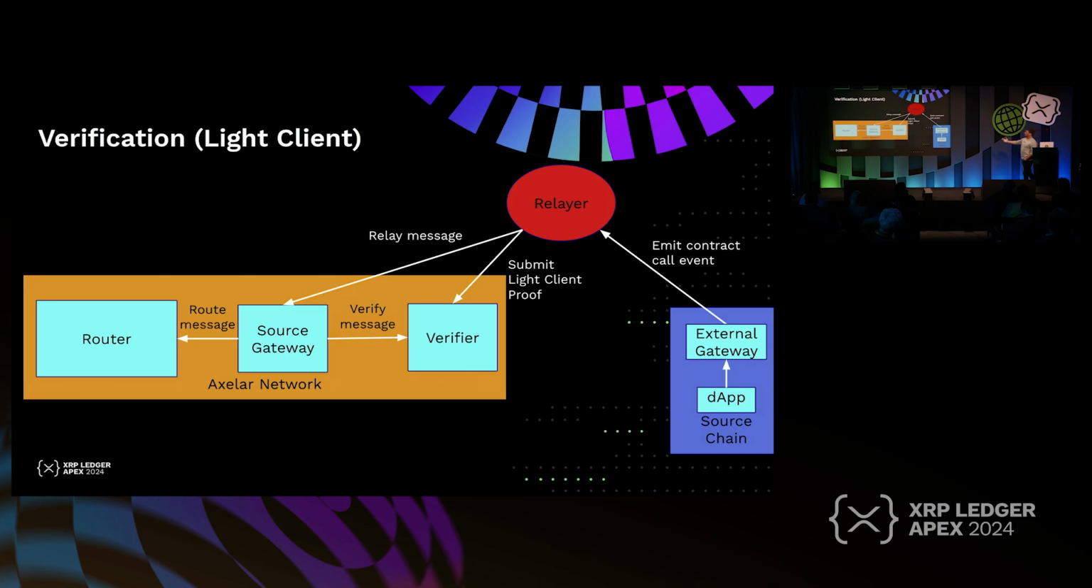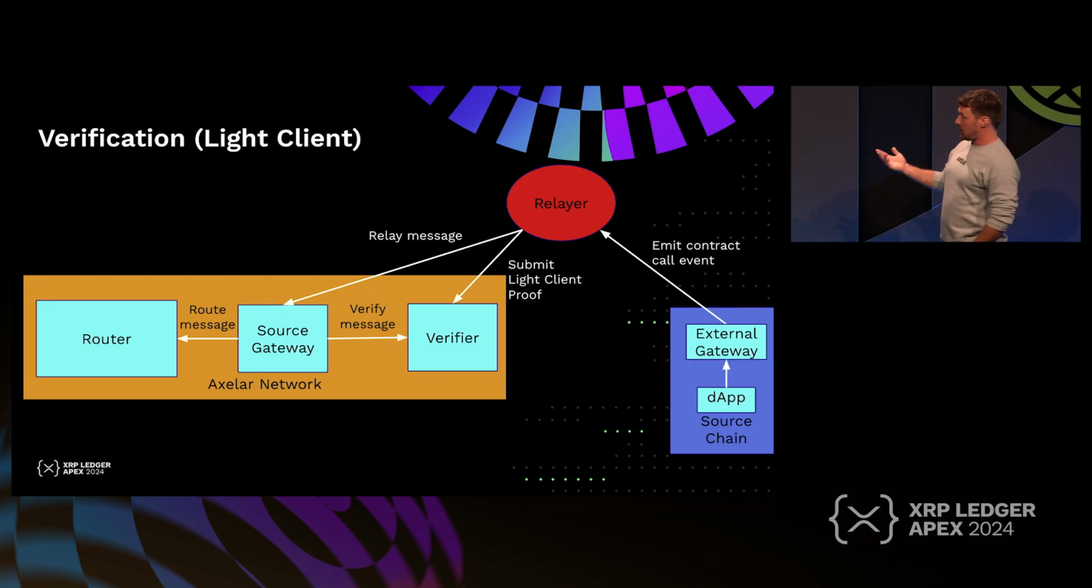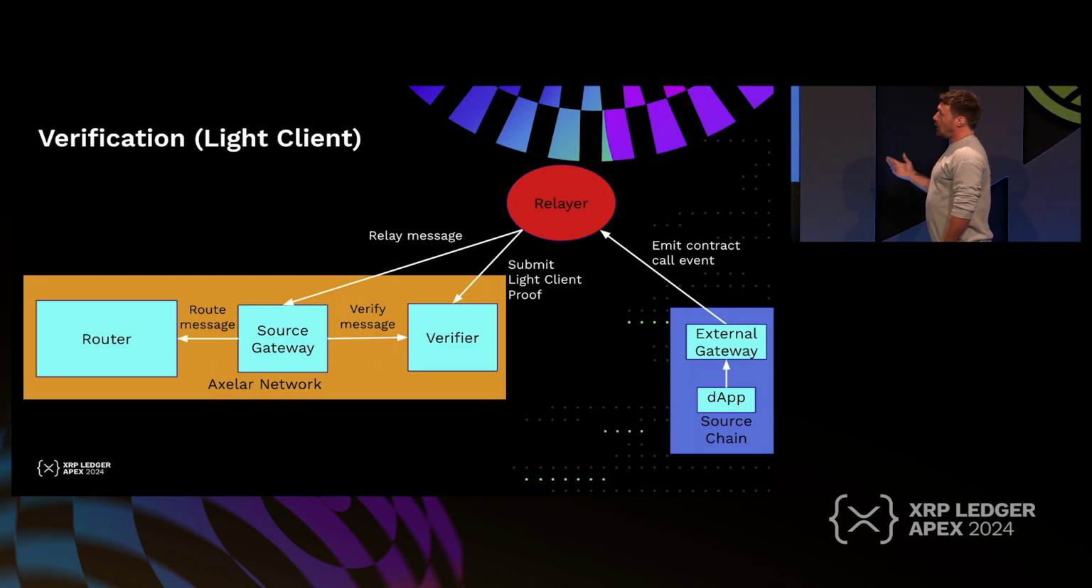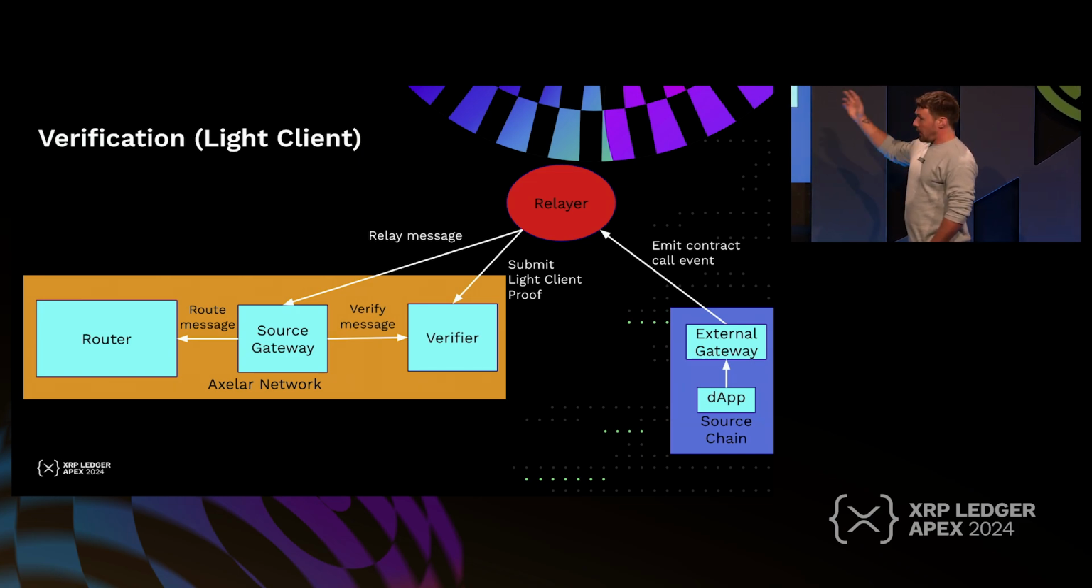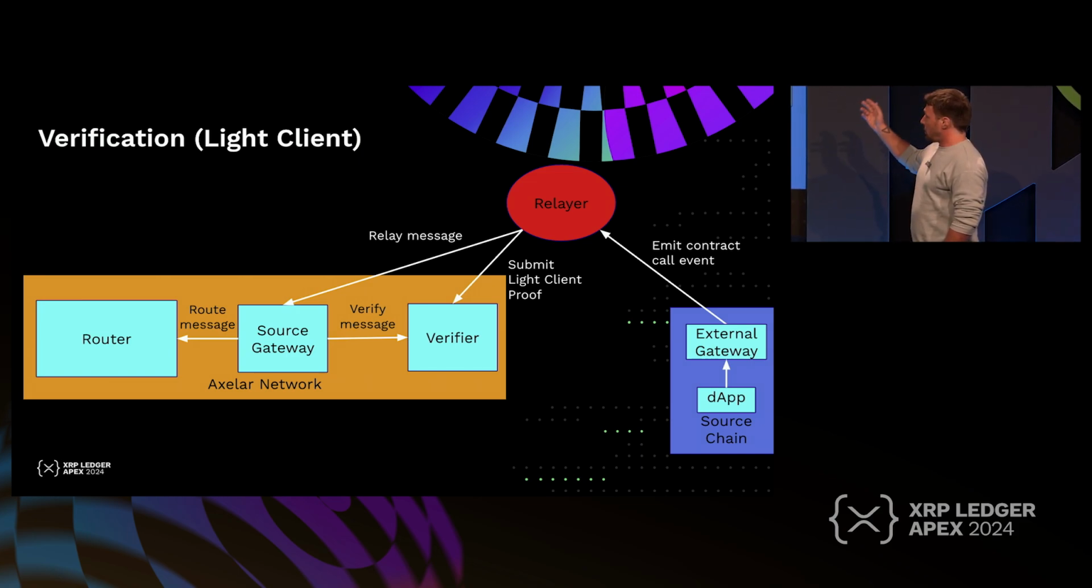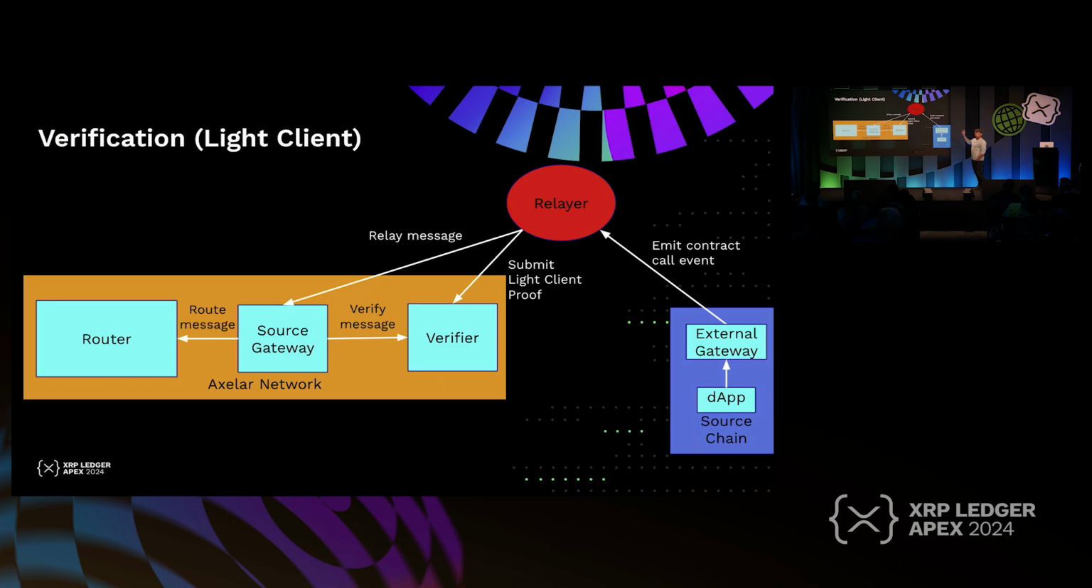So another verification method that we use sometimes and is always possible is called light client verification. Some of you might not know what a light client is, but a light client is basically when a smart contract on another chain, like say on Axelar, can verify what happened on a source chain by just checking the validator signatures.